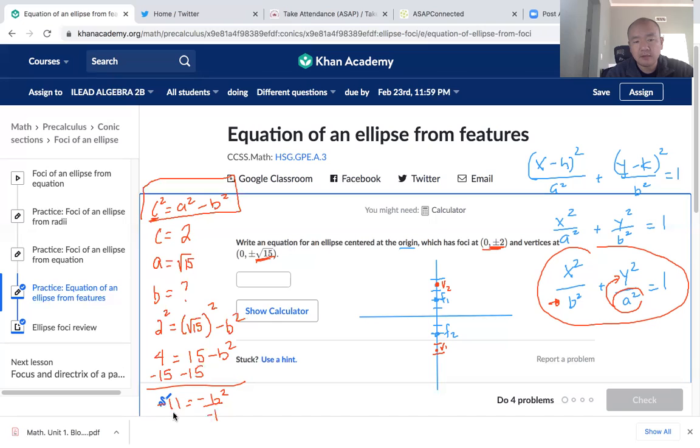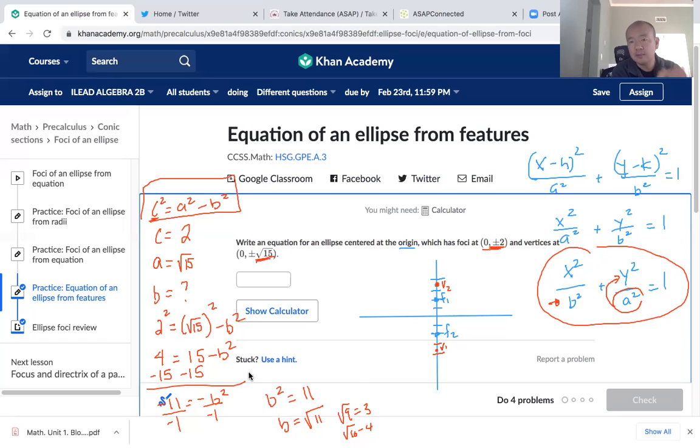You divide this by -1, and so b squared is equal to 11. And so b is equal to radical 11. So radical 11 is, see, radical 9 is 3, and radical 16 is 4. So it's kind of close to 3. So what we're going to do is, again, the b represents the distance from the center to the co-vertices.